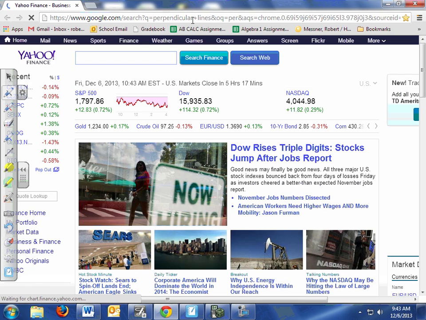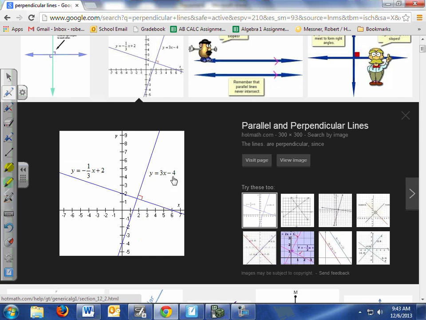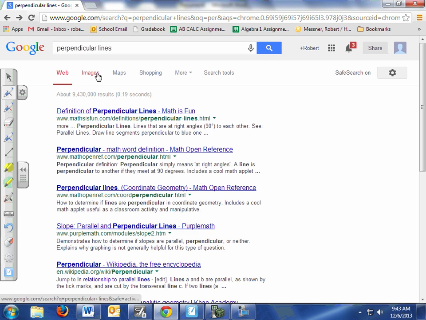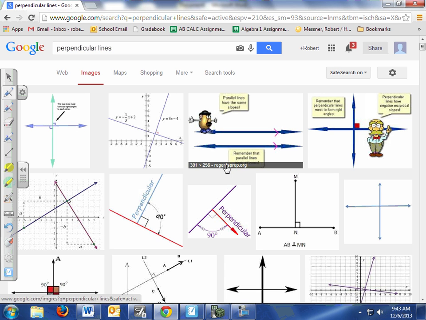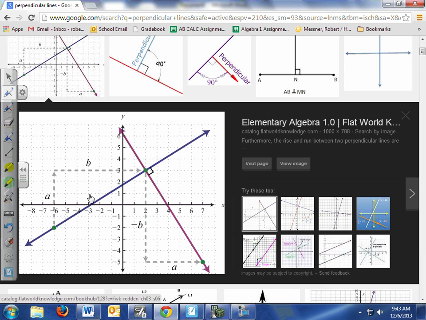Let's get a picture of perpendicular lines. Here, these look like perfectly perpendicular. Maybe not perfectly perpendicular. Those look better. Yeah, let's use those.